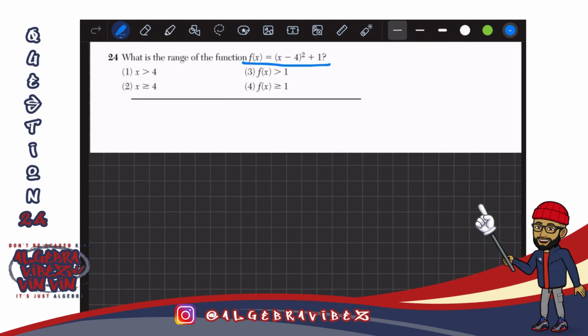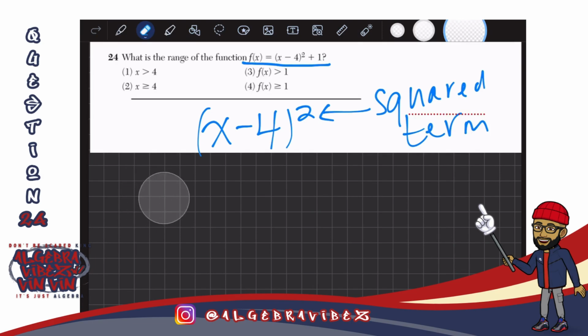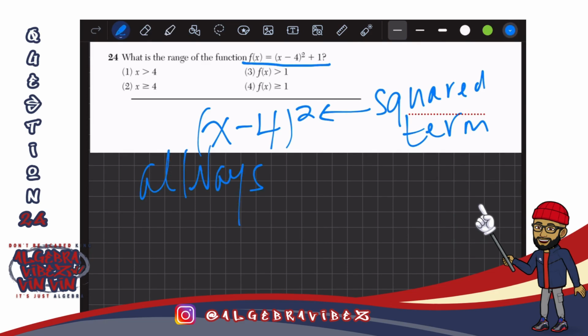So the term x minus 4 squared is a squared term, which means that it will always be positive. So it's always going to be positive. So if we know that, let's write it down: always positive. And it will always be positive or 0, all right? Because squaring any real number cannot give a negative result.